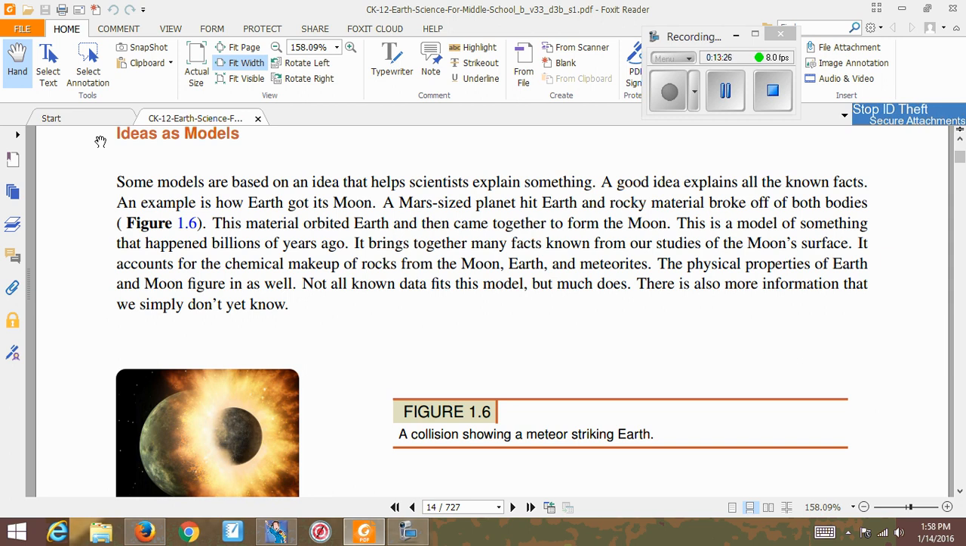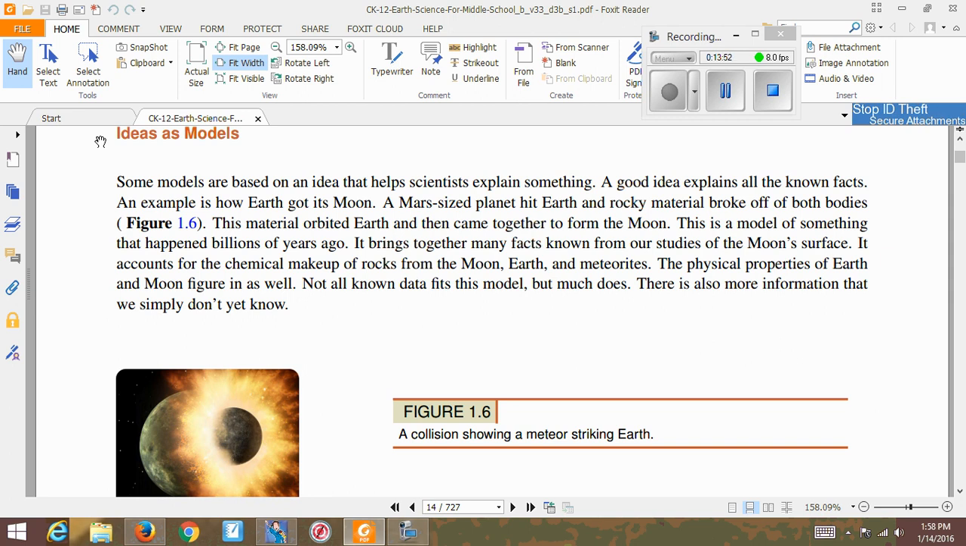It brings together many facts known from our studies of the moon's surface. It accounts for the chemical makeup of rocks from the moon, Earth, and meteorites. The physical properties of Earth and moon figure in as well. Not all known data fits the model, but much does. There is also more information we simply don't know yet.